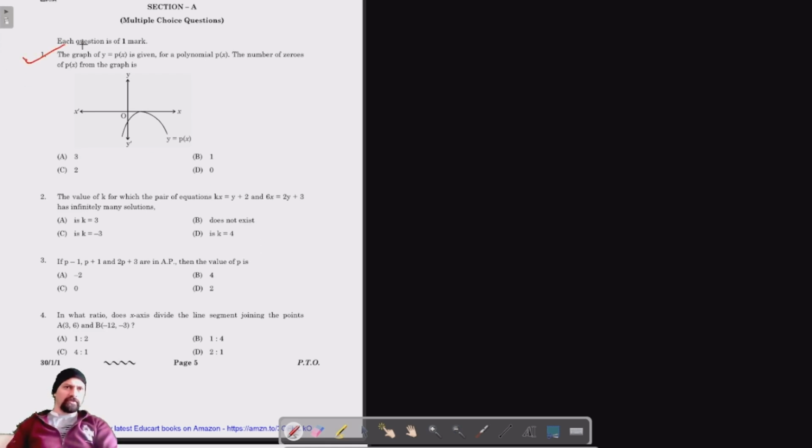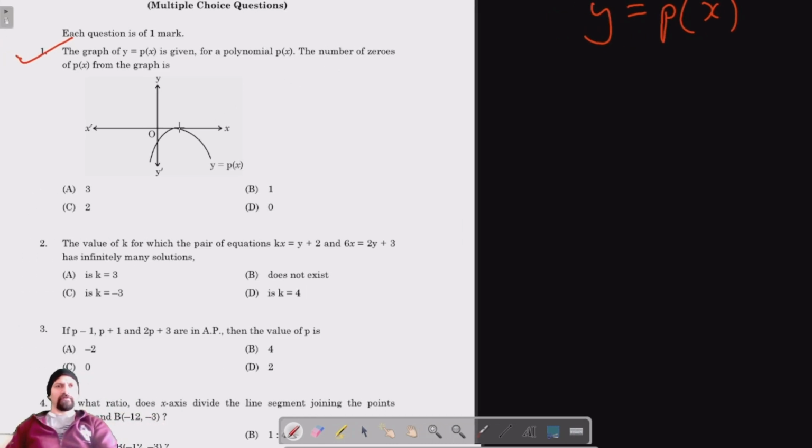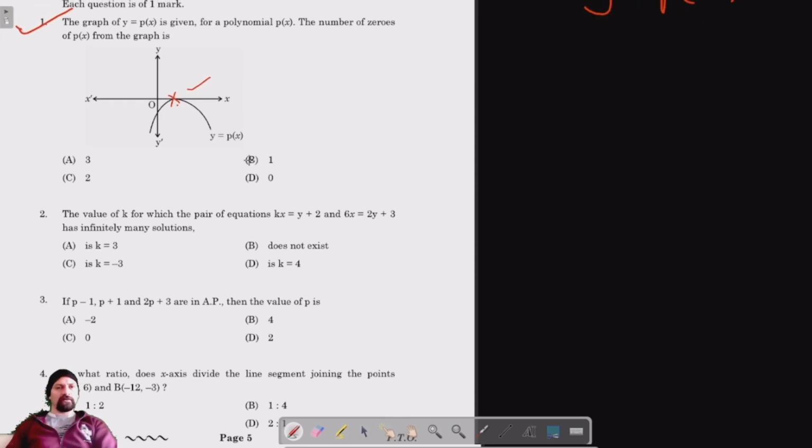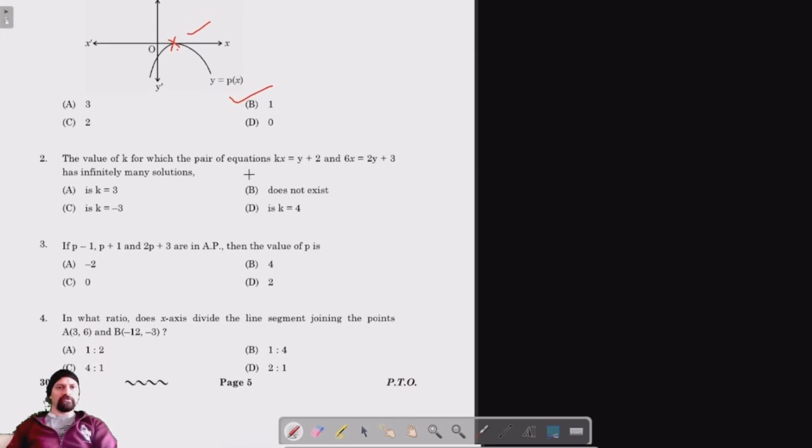So our first question is the graph of a polynomial, the graph y is equal to p(x). Let's say this is a polynomial function and the graph of this polynomial p of x is given. We have to find the number of zeros from the graph, and we know that the number of zeros is actually the number of points at which this graph intersects the x-axis. So there is only one point where this graph intersects the x-axis. So the correct answer for this is option B, which is 1.